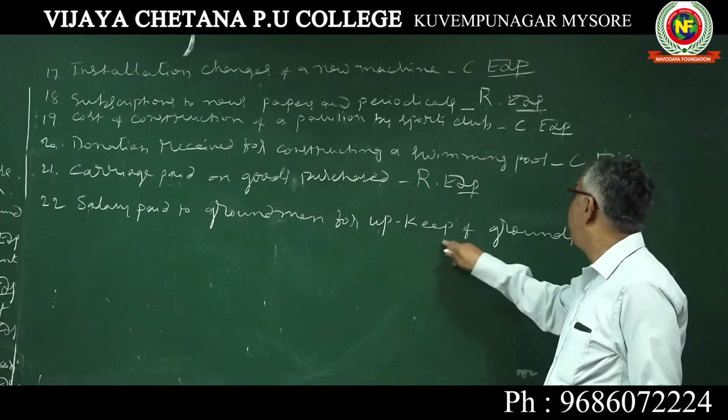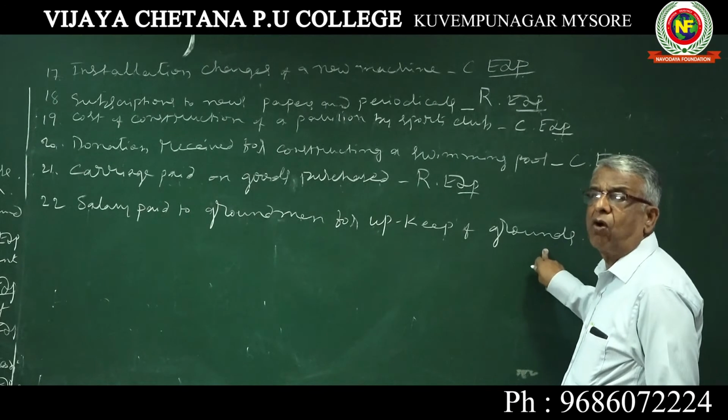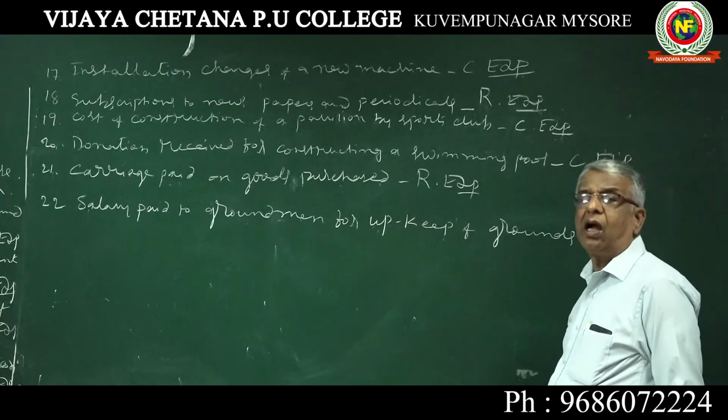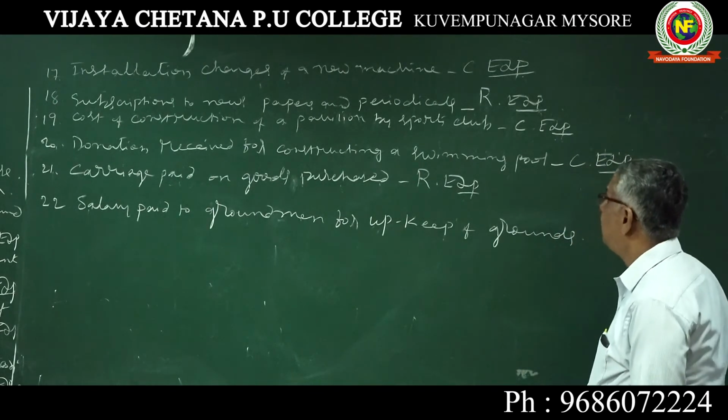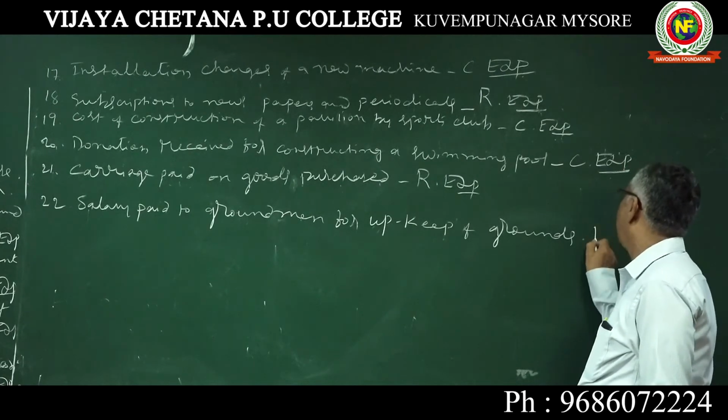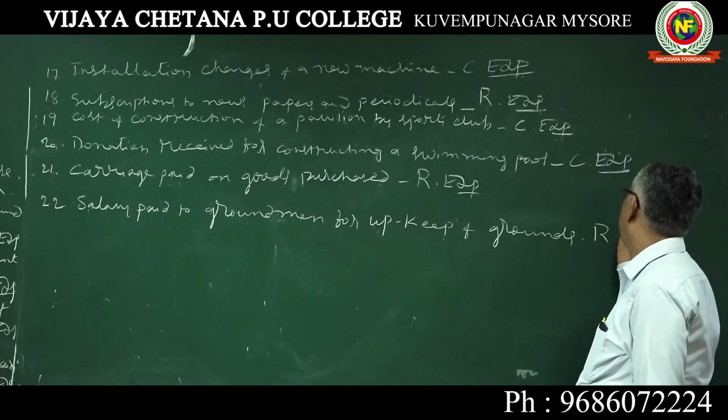So upkeep of grounds means maintaining the grounds or garden. So that is considered as revenue expenditure.